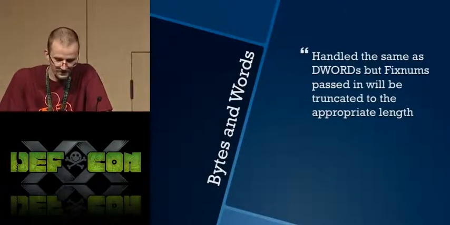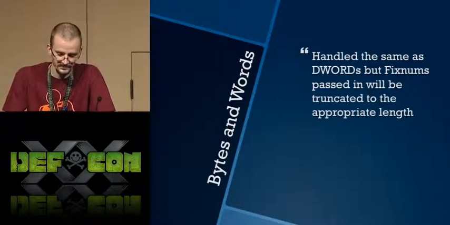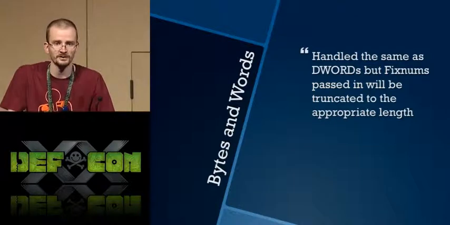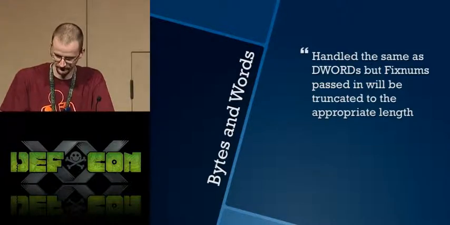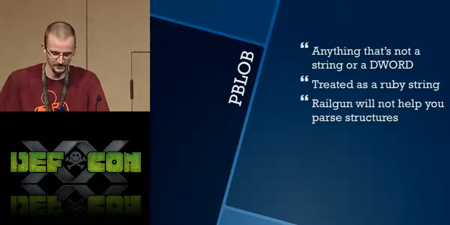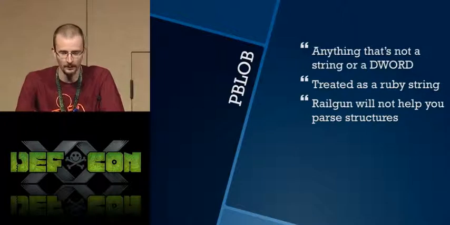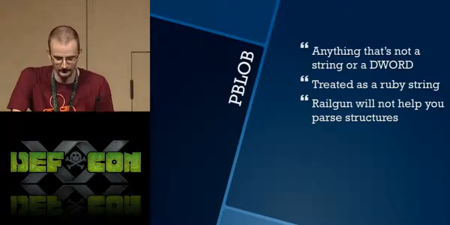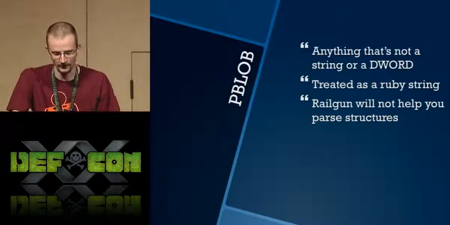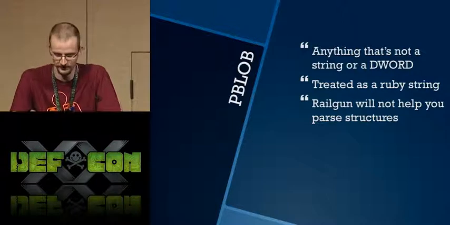Bytes and words basically do the exact same thing as DWORDs, but they'll be truncated to the appropriate length by Railgun, so it handles all of that for you. And then the last sort of catch-all is the pointer to a blob. This is basically any data that doesn't fit any of the other data types. It's a blob, and on the Ruby side, we just treat it as a string.